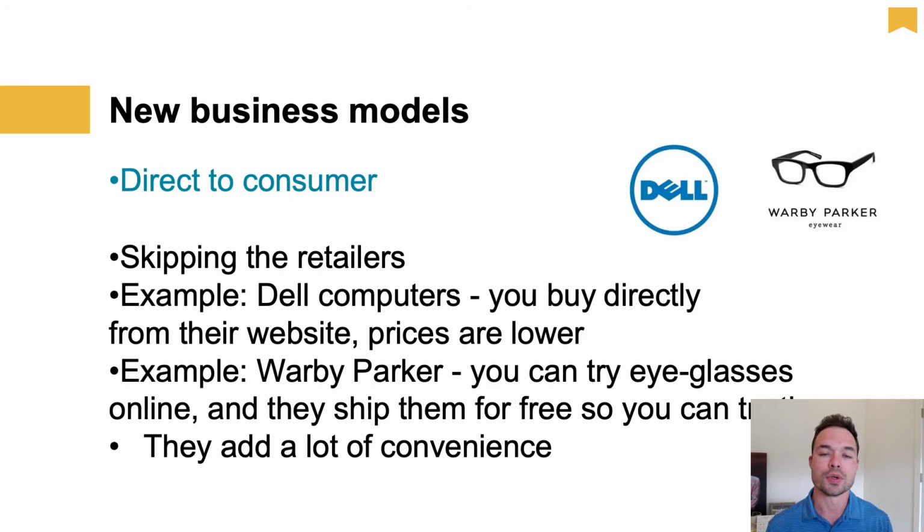The direct-to-consumer model is also becoming more prevalent, more popular today because companies are looking to cut out the middleman and sell directly to the consumer rather than lose profit cuts as they pass through middlemen or middlemen companies. A couple good examples of this is Dell computers. You can buy directly from their website. Prices are lower because they're the one manufacturing and making the product and then selling it directly to the consumer.